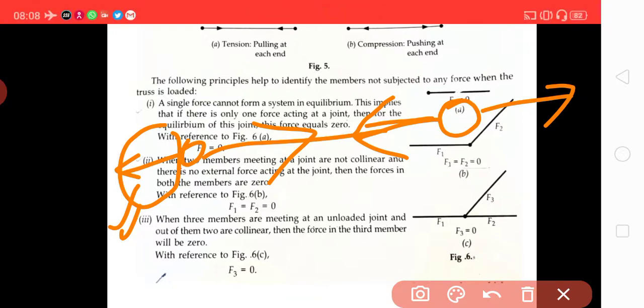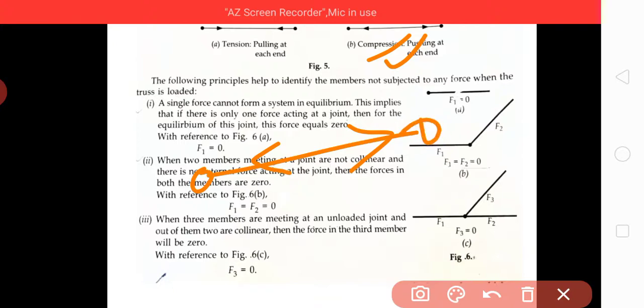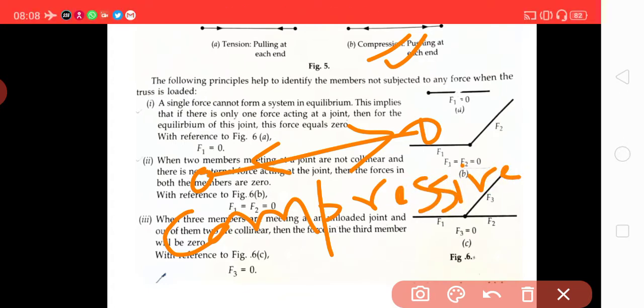Hence this tension you can denote with the arrow marks as shown here, which are facing each other. Similarly, a compressive force will be pushing the member. Here you can find the compressive force, the joint is pushed by this, hence the arrow marks will be like this in the member. So this is a compressive force in the member.